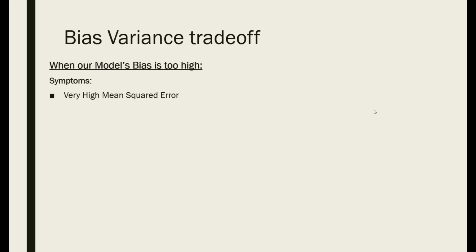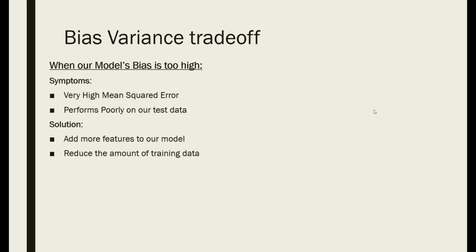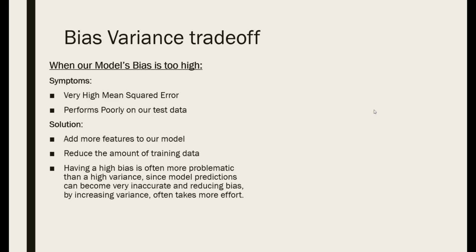When our model's bias is too high, the mean squared error will be relatively high, and our model will perform poorly on the test data. In order to rectify this, you will have to add more features to the model, and you will have to reduce the amount of training data. Basically, having a high bias is more problematic than having a high variance, because the model predictions can become very inaccurate, and reducing the bias by increasing the variance will often take more effort.